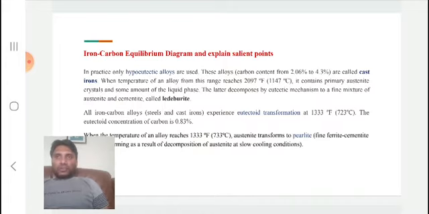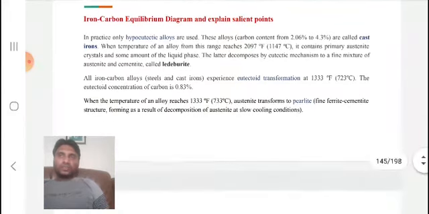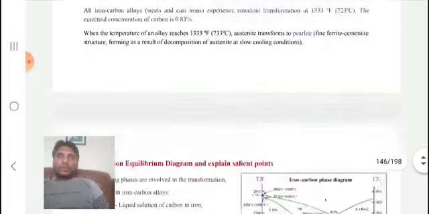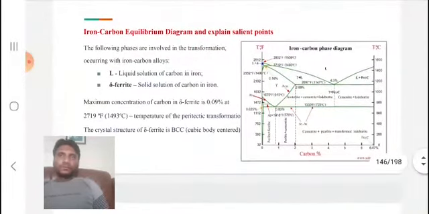All iron carbon alloys experience eutectoid transformation at 723 degrees centigrade, called the eutectoid concentration of carbon, and it occurs when the temperature of an alloy reaches 723, austenite transforms to pearlite. So the following phases are involved in the transformation.